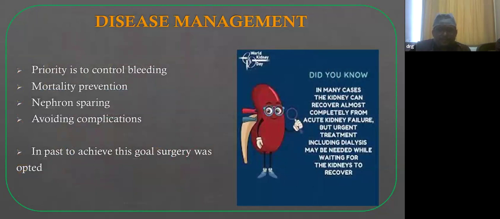So coming to management of acute kidney injury and trauma, our goal is to prevent bleeding, prevent mortality, nephron-sparing actions, and avoiding complications. To achieve our goals, surgery was opted in the past, but in the last decade, there is a clear transition towards a non-operative approach because of the accumulative knowledge about safety and outcomes in patients with acute kidney injury treated with non-operative management, as well as improved modalities of imaging and development of minimal invasive techniques.